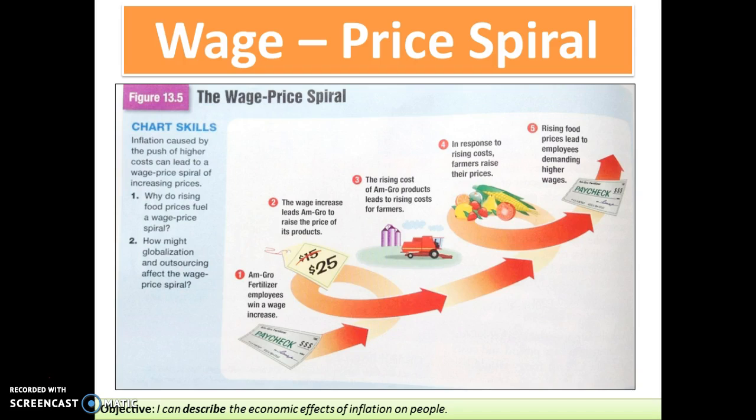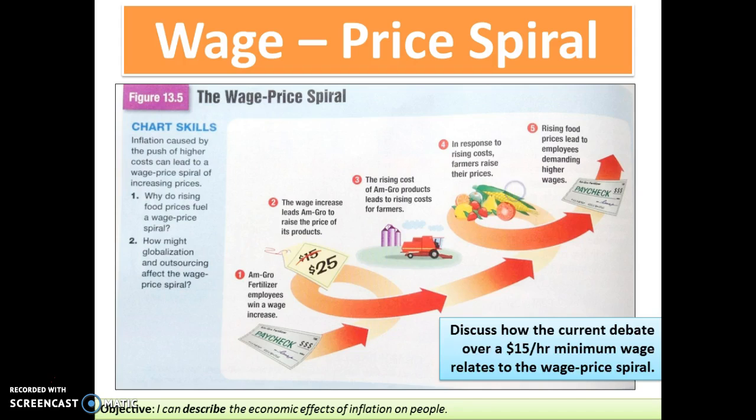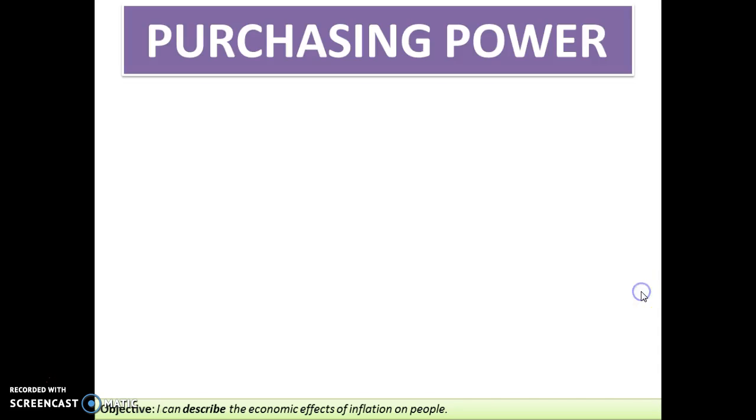And so then the employees go to the store and they find that the prices of things are increasing, and they go back to their employer and they demand a pay increase. And so you can see it's a cycle that continues on and on. You can think about the current debate over a $15 minimum wage and how that is another example of how the wage price spiral can happen. And this is an argument against raising it to $15 an hour.